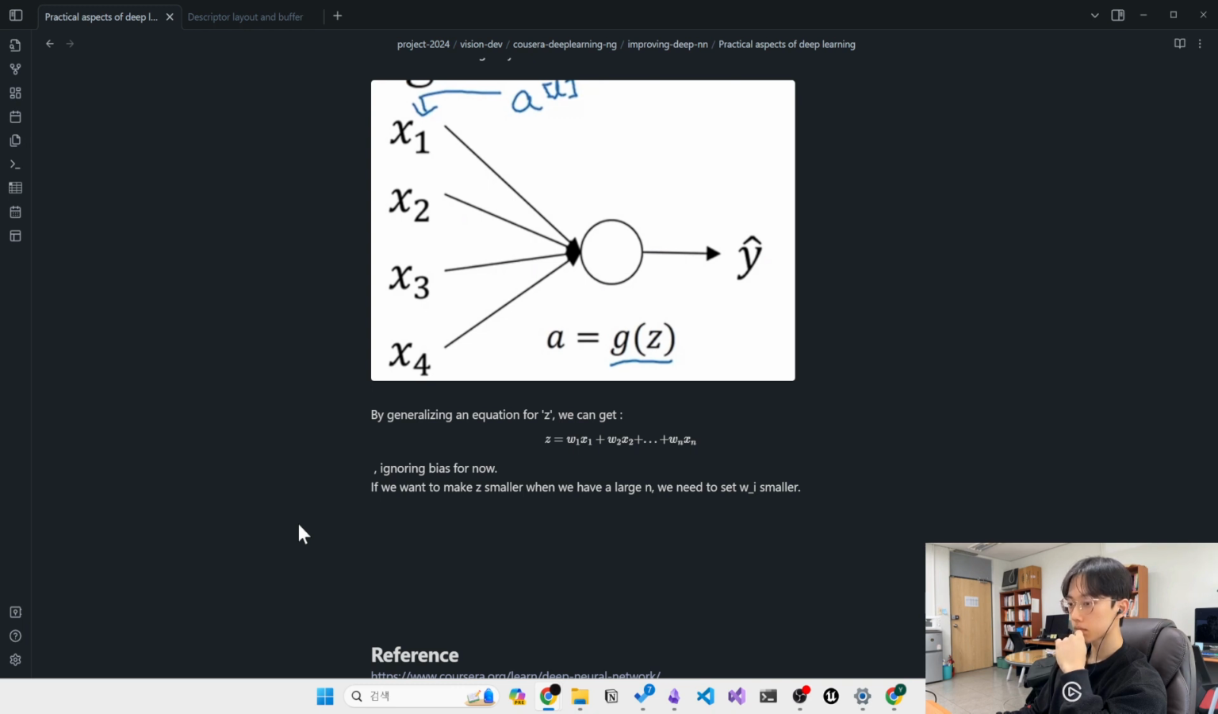It turns out that if you're using a ReLU activation function, then rather than 1 over n, setting the variance to 2 over n works a little bit better. So you often see that in initialization.